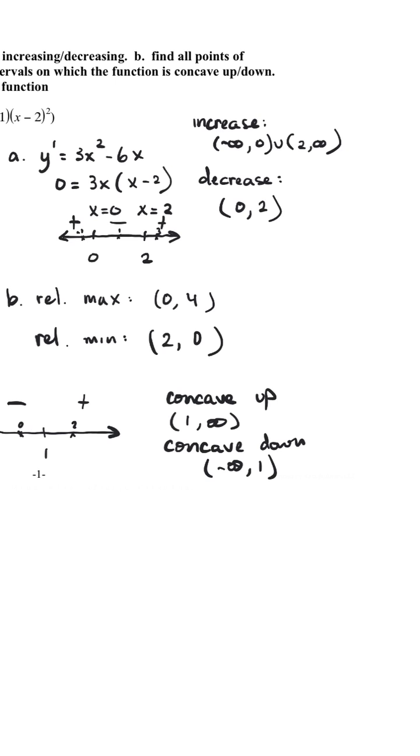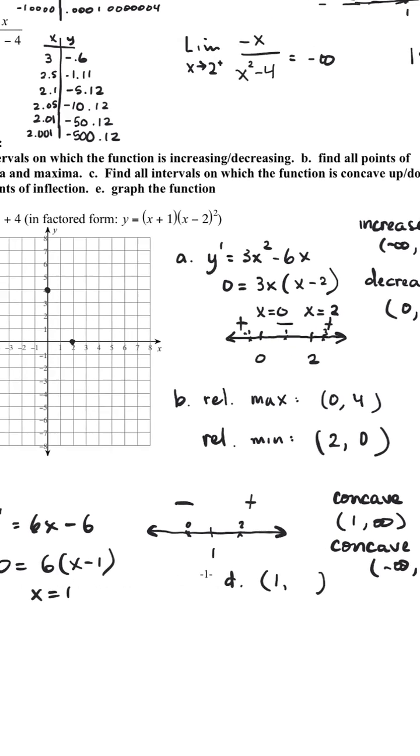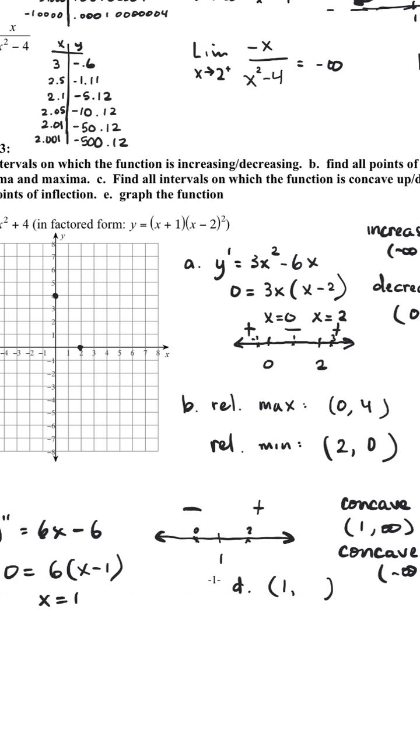And then for part D, the inflection point only happens if it switches concavity. So this is concave down to concave up. So that is an inflection point. So the inflection point would be at x equals 1. And again, since this is an actual point on the graph, we'd have to come back to the original function. If you plug in a 1, let's do the factored form here. 1 plus 1 is 2. 1 subtract 2 is negative 1. Negative 1 squared is 1. 1 times 2 is 2. So we have an inflection point at (1, 2).